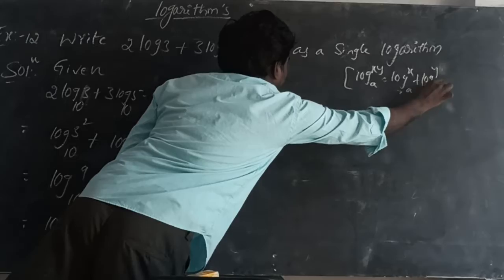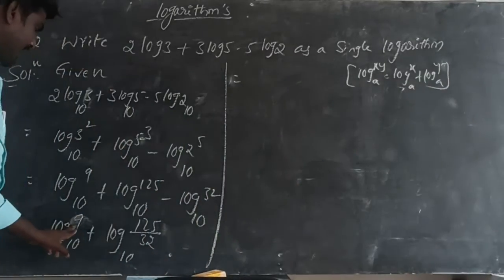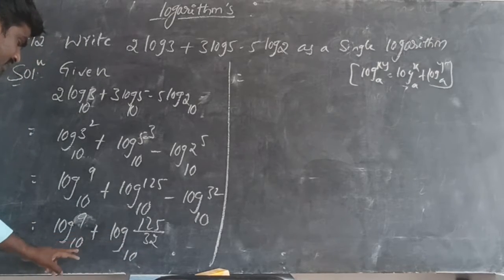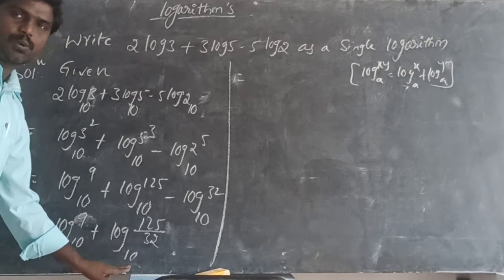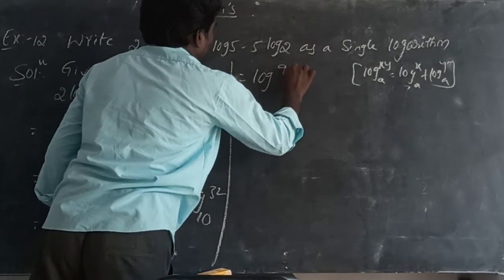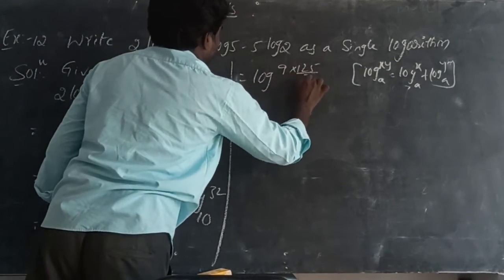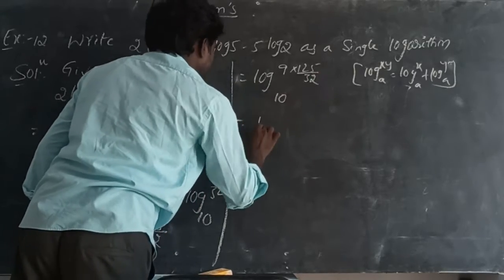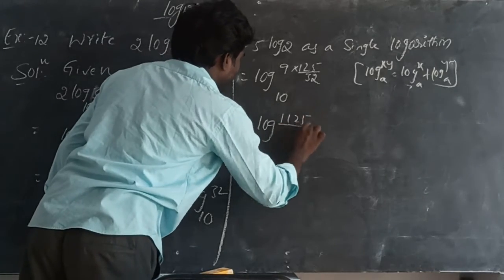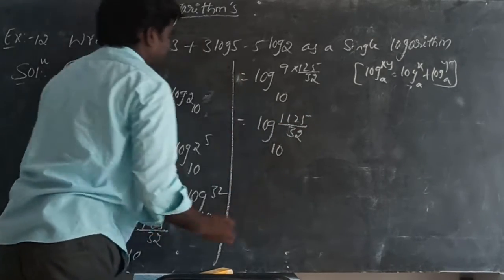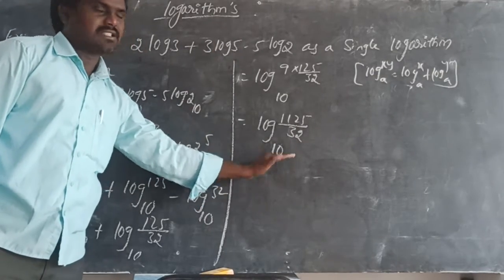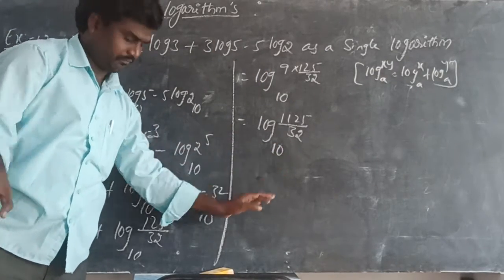Here x is 9, y is 125 by 32. Log x base a plus log y base a is equal to log x into y. So that is log 9 into 125 by 32 base 10. That is 9 into 125, that is 1125 by 32 base 10. So this total you can write as a single logarithm. This is the way you can write it as a single logarithm.